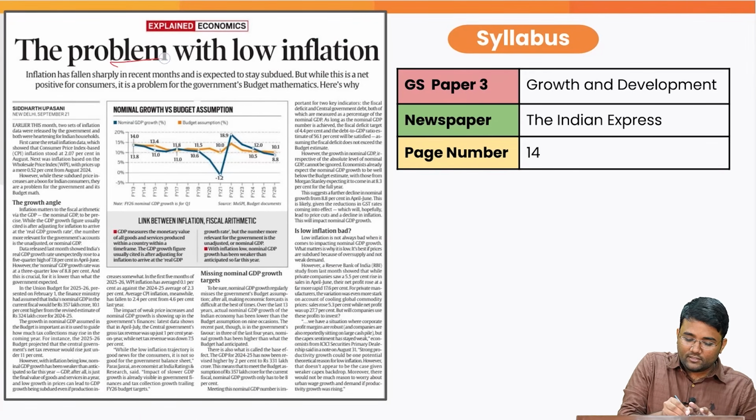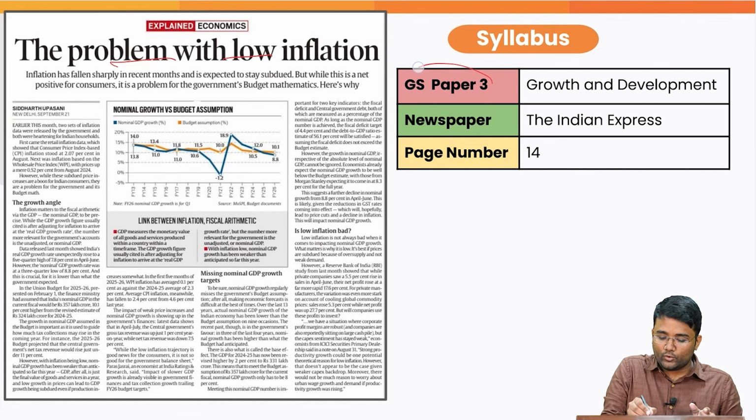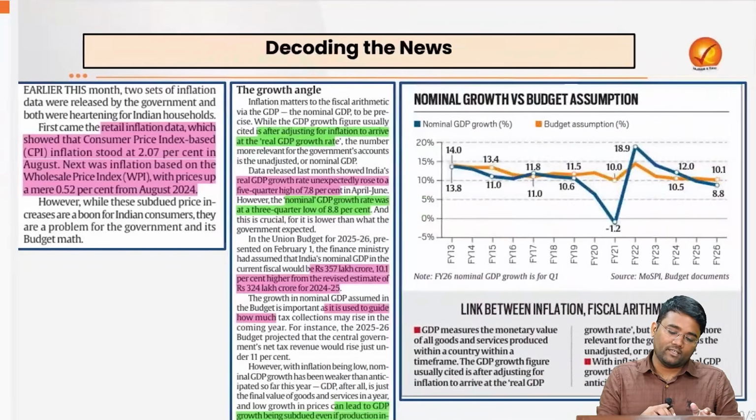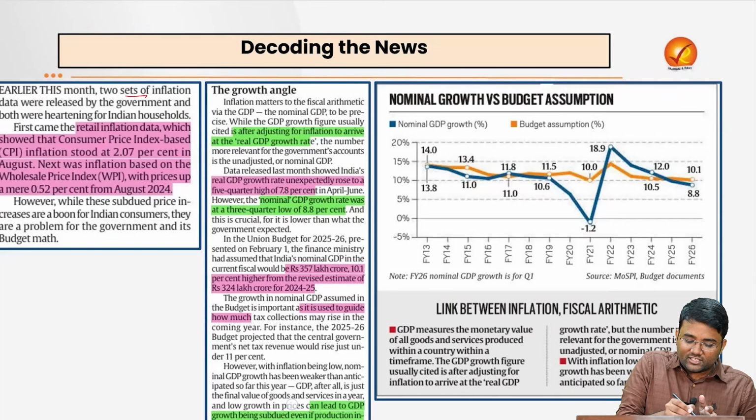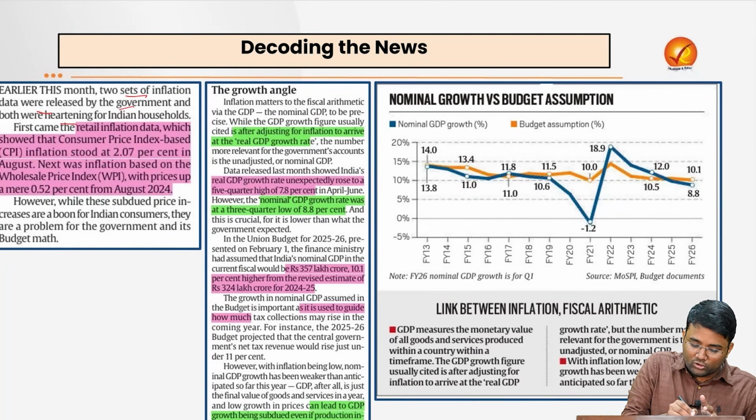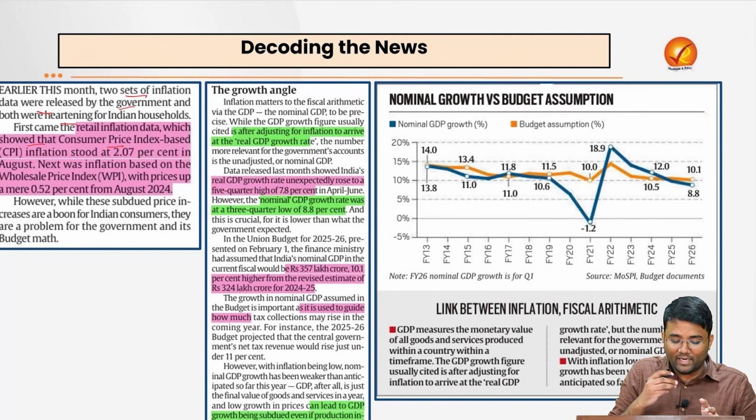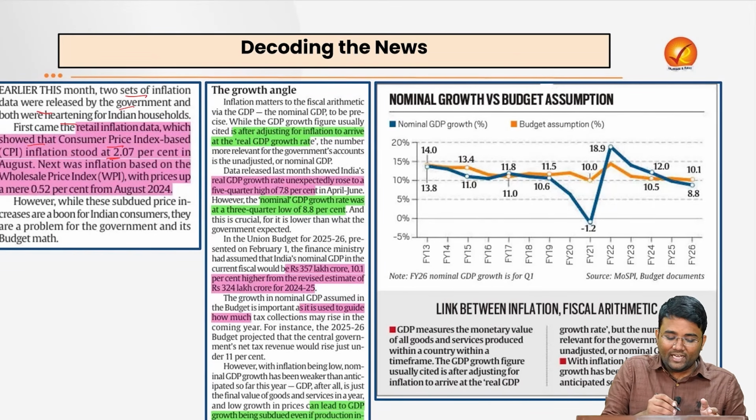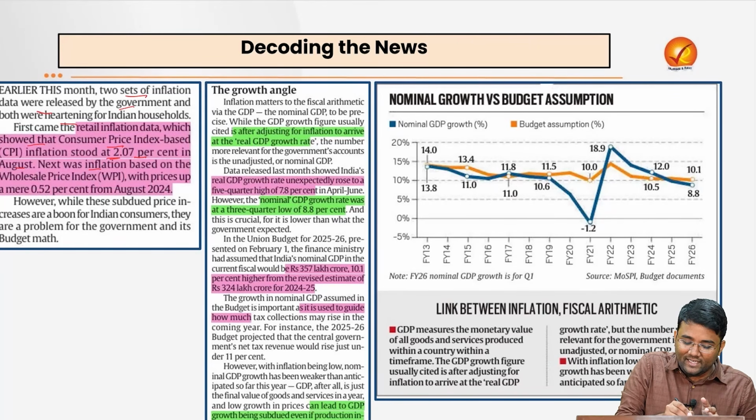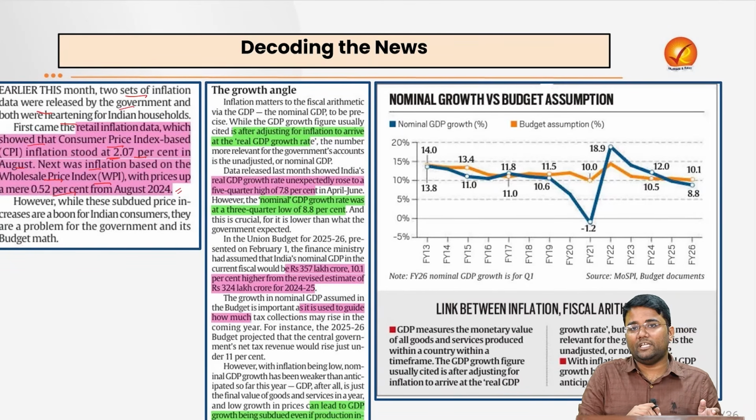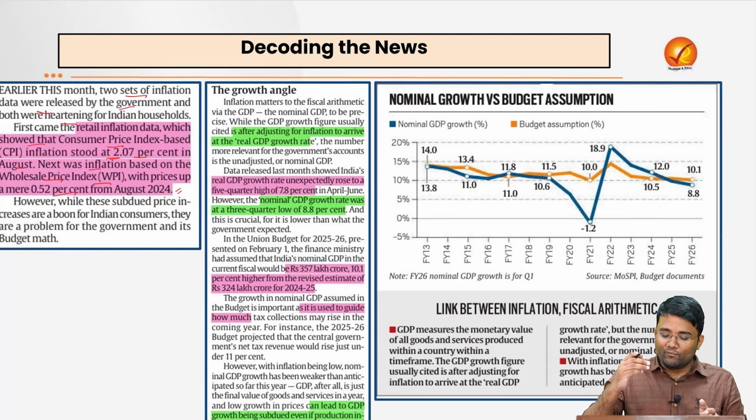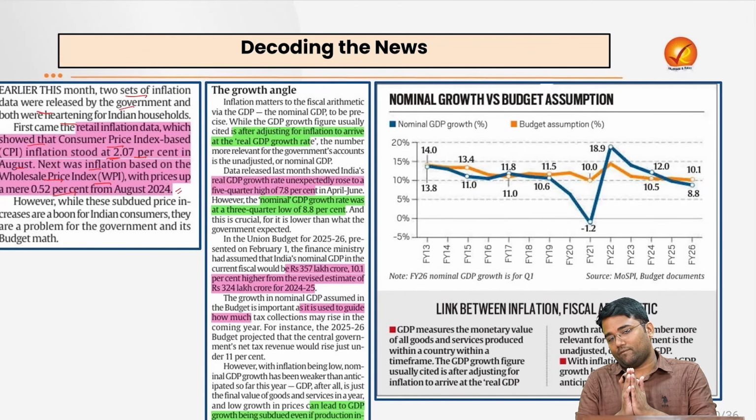Moving towards the simplified section, the problem with low inflation. This is related to your GS paper 3, growth and development, and this has appeared in today's Indian Express, page number 14. Earlier this month, 2 sets of inflation data were released by the government. Both were heartening for Indian households. First came the retail inflation data, which showed that consumer price index based CPI inflation stood at 2.07% in August. Next was inflation based on the wholesale price index, with prices up a mere 0.5% from August 2024. So what this shows is that inflation has, to a larger extent, softened.